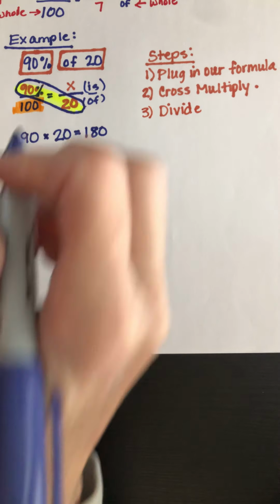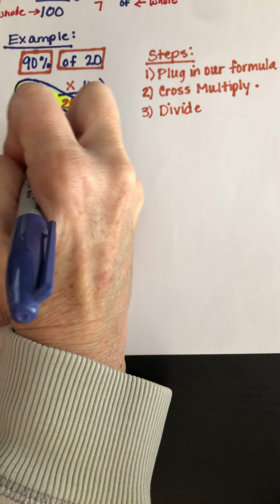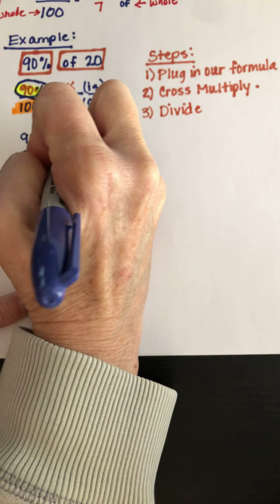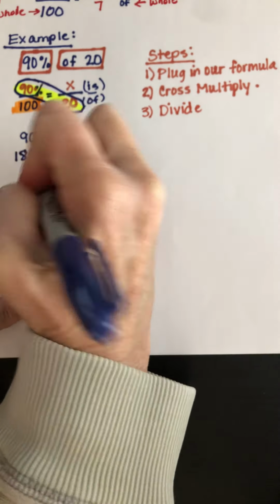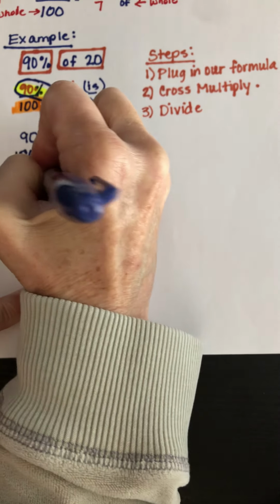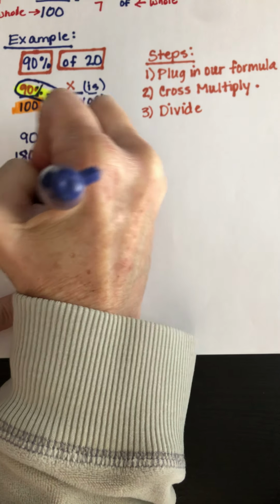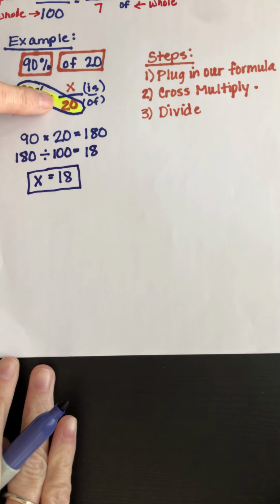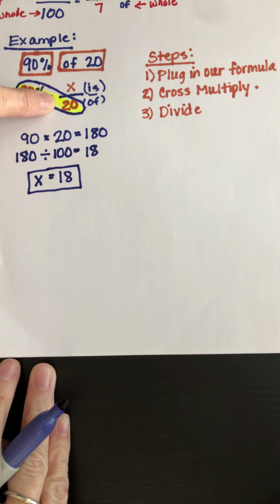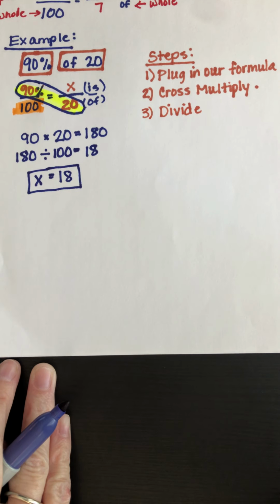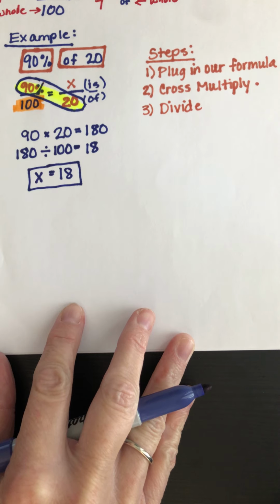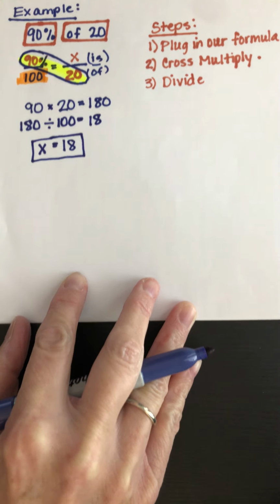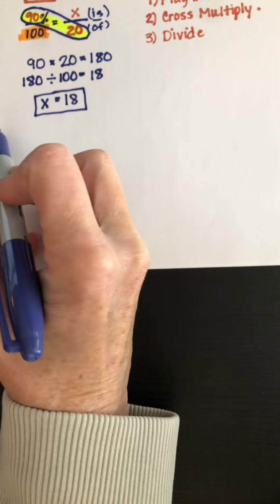So we take our 1,800 and we divide by 100. And that gives us 18. So x, our variable, our unknown, is 18. So again, if I said I had 20 cookies, and 90% of them are sugar, how many is that? Well, I have 18 cookies that are sugar cookies. Again, pause if you need more time. Slide it up. Let's try some more examples.